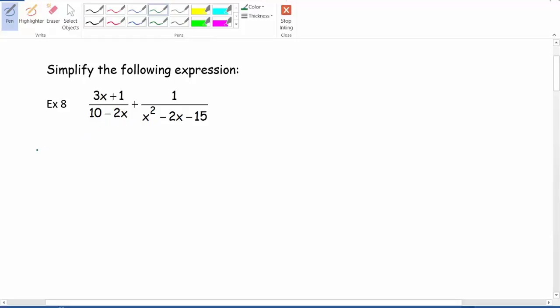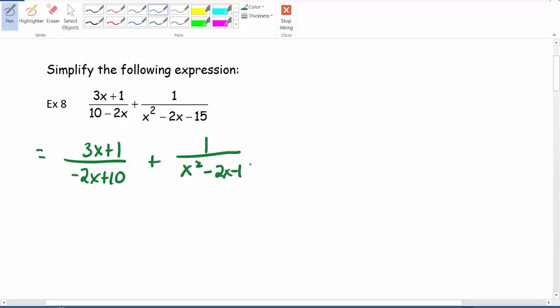So when we do that, we end up with 3x plus 1 on top still, divided by negative 2x plus 10. Typically, it's easier to have things in descending order because that helps in determining what a least common denominator might be. Over here, we pretty much just have the exact same thing, so minus 2x minus 15.